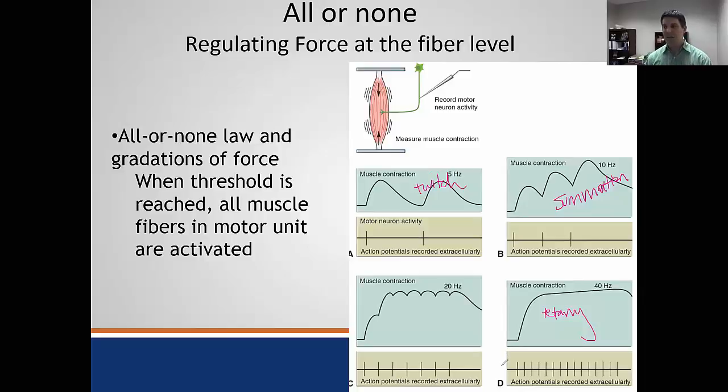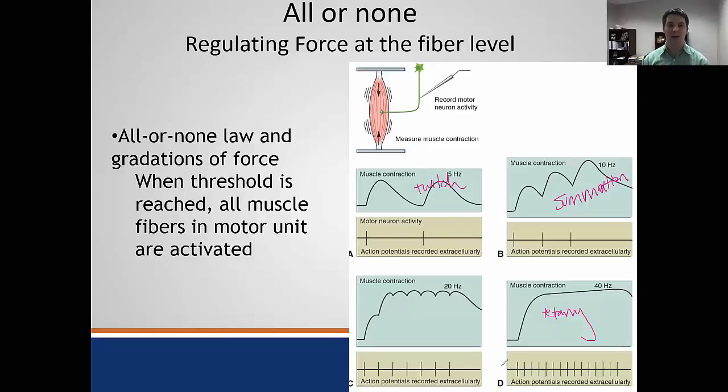Just to sum those two slides up, we can regulate it at the whole muscle level by selecting these motor units and going from the slowest to the fastest. And then we can also regulate at the single fiber level by telling it how many times per second that muscle is going to contract. The more action potentials we send, the faster we send them, the more force will be produced until we reach a tetanic contraction in that muscle fiber, which is then the most force that it can produce.